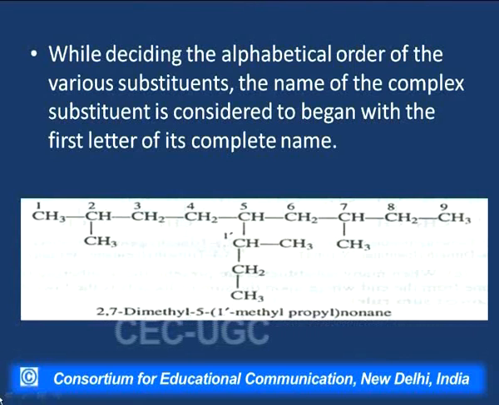The second point we have to keep in mind is that while naming a complex substituent, the first letter of the complete name is to be considered while giving priority in alphabetical order. So in this case we give priority to methyl and to D, and that means it becomes 2,7-dimethyl, 5-(1-methyl propyl). That is what you have to keep in mind. Please remember that 1-methyl propyl is your complex substituent.